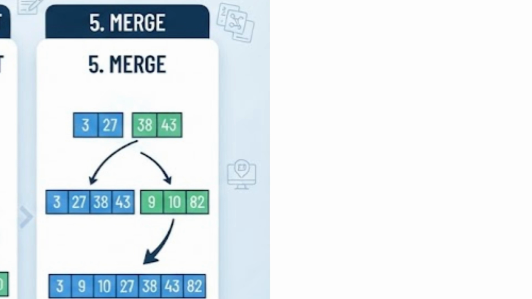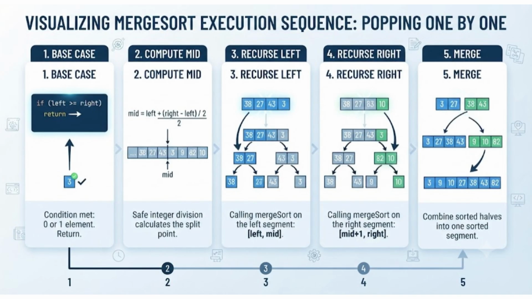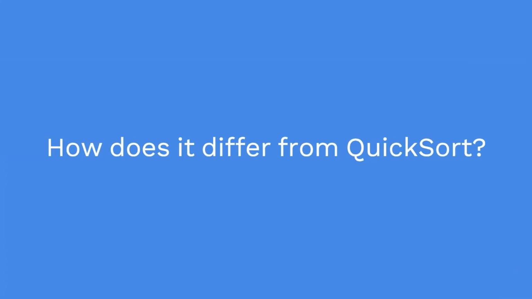Merge sort is technically a top down algorithm when it comes to dividing the problem, but it is considered bottom up when it comes to solving and building the solution. So, here is a breakdown of why the bottom up description is accurate for the merging phase.